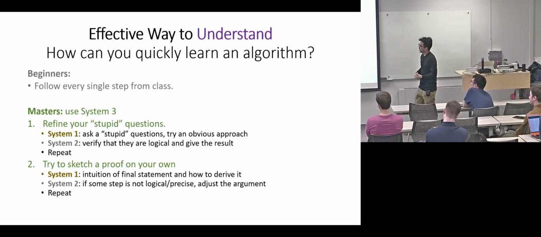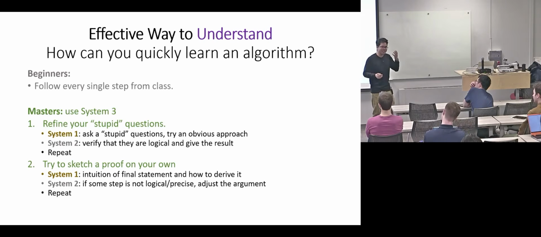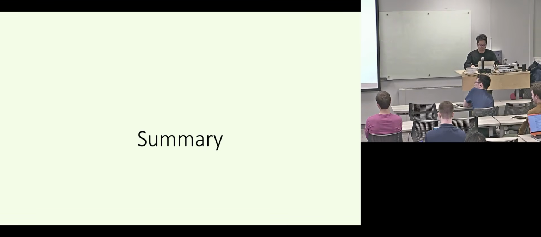Another way to make this interaction is, let's say you want to understand some statement in class. Maybe you try to sketch a proof on your own. So you use System 1, your intuition, to guess what the final statement should be or how to prove it, and use System 2 to check each step in your argument whether it works or not. Once you see that you need to adjust your argument, you keep doing this until it works. So that's how I suggest we do things in this class.